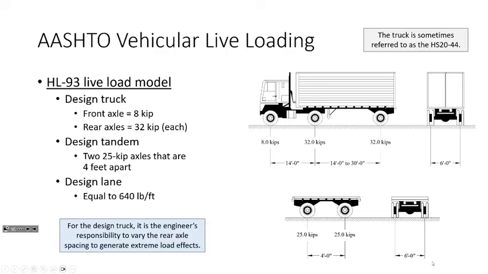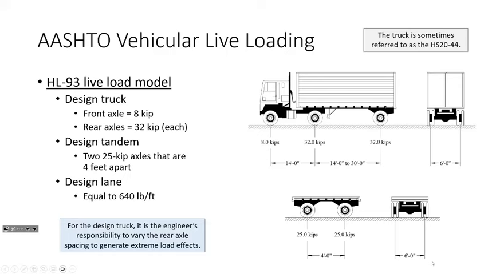This is the HL-93 design truck. The front axle is 8 kips. The rear axles are 32 kips each. The distance between the first two axles is fixed at 14 feet. The distance between the two rear axles is variable. It varies from 14 feet to 30 feet. And it's your responsibility to vary that in order to generate worst case responses. And you're going to see what I mean by that here in a bit. And if that part seems a little confusing, it's a lot easier than you would think.